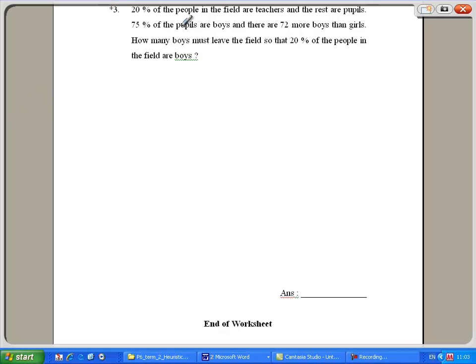20% of the people in the field are teachers, and the rest are pupils. 75% of the pupils are boys, and there are 72 more boys than girls. How many boys must leave the field so that 20% of the people in the field are boys? Right, let's draw a model.